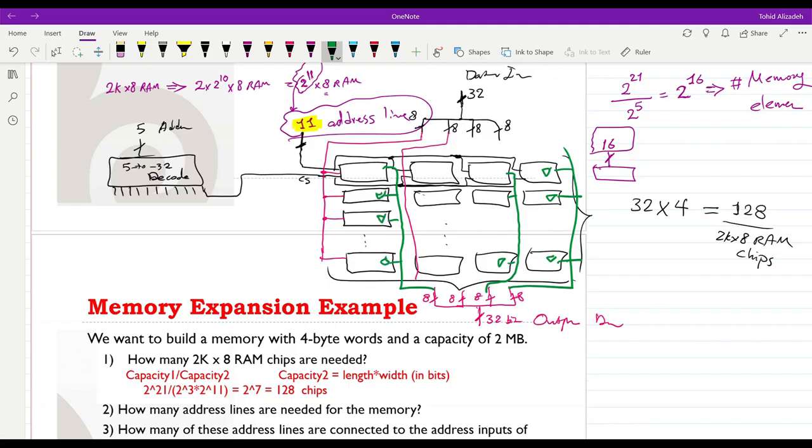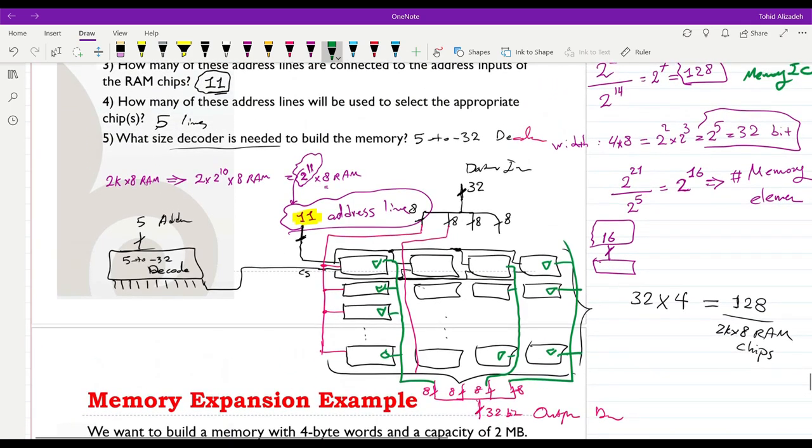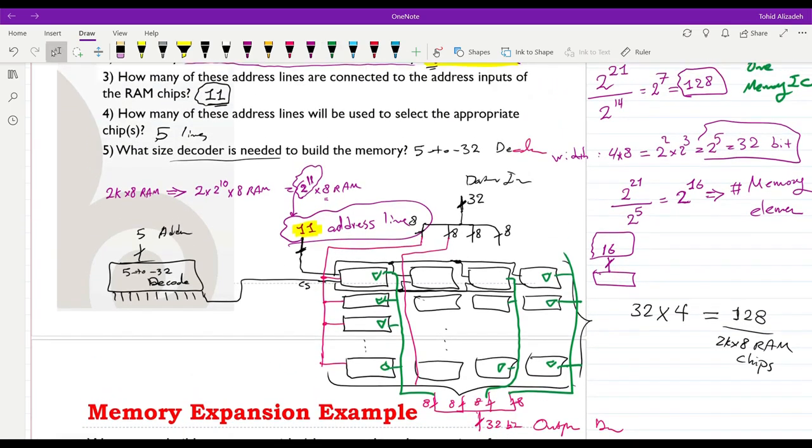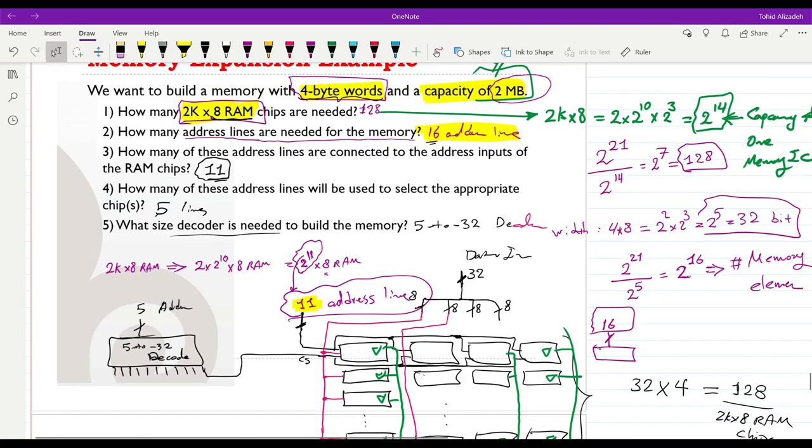So in this example you can see how we can determine the number of the memory chips that we need, the number of rows, the number of columns, how we determine the number of the address lines, the number of the data lines, and so forth. I think we answered all the questions. How many address lines? We already know. How many of these address lines are connected to the address inputs of the RAM chips? That's also answered, and this one is also answered. So this means that we are done with this example.